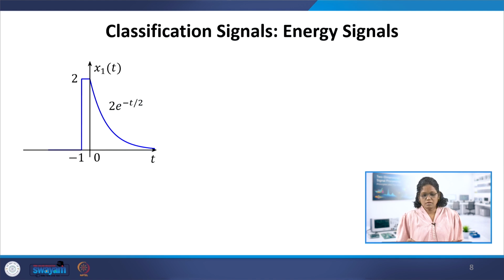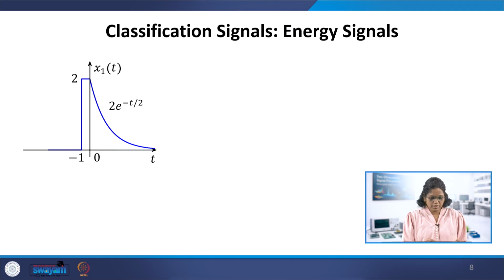Now we come to the third category, that is energy and power signals. We have seen even and odd sequences, and periodic and aperiodic sequences, and now the energy and power signals. Signal energy and signal power play a role in the Fourier analysis of 1D and 2D as well. So we'll see the relation between these coefficients and the signal.